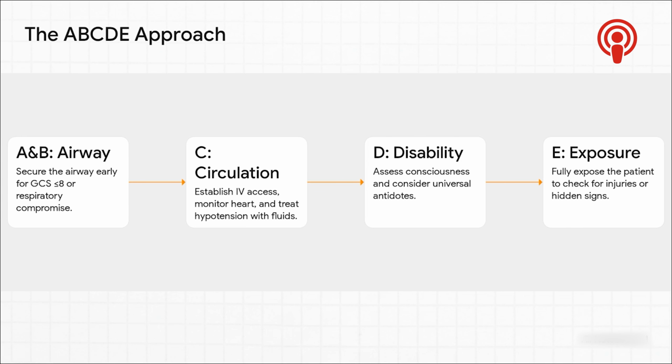A and B, airway and breathing. You know, respiratory failure is one of the biggest killers in overdose. If the patient's GCS is 8 or less, you don't wait. You secure that airway. C is for circulation. That means getting IV access, getting them on a cardiac monitor, and treating any hypotension, usually starting with a bag of fluids. D is disability. Check their neurological status, and this is where we think about our universal antidotes. And finally, E, exposure. Get all their clothes off so you can look for hidden clues, patches, injuries, you name it.